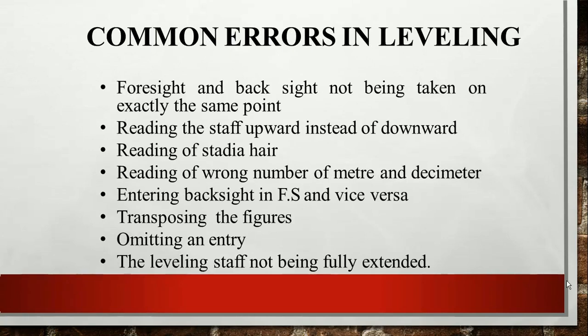And at last there are different types of errors listed here: foresight and backsight not being taken on exactly the same point, reading the staff upward instead of downward, reading of stadia hair, reading a wrong number of meters and decimeters, entering backsight in foresight and vice versa, that is, the entry is done in the wrong way, transposing the figures. The correct reading should be entered. As incorrect readings will affect the surveying work. Omitting an entry. And the last is the leveling staff not being fully extended.